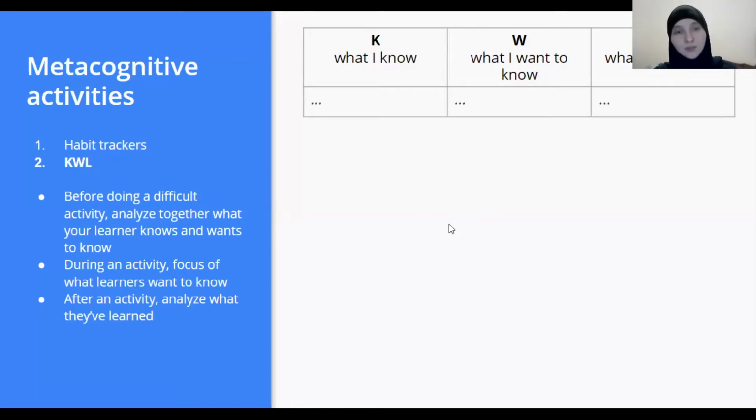What I know about this topic. So I know that there is learner autonomy. What I want to know about this topic. Well, I would like to know some tools which I can use inside of the classroom, and then what I have learned. At least now I know there are some strategies. I know habit trackers. I know KWL, just like this.